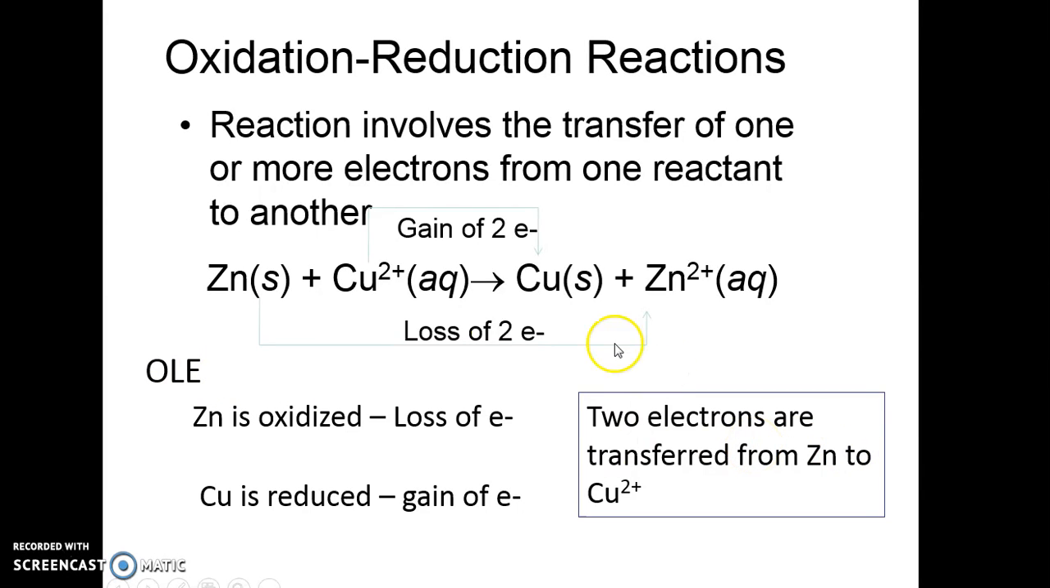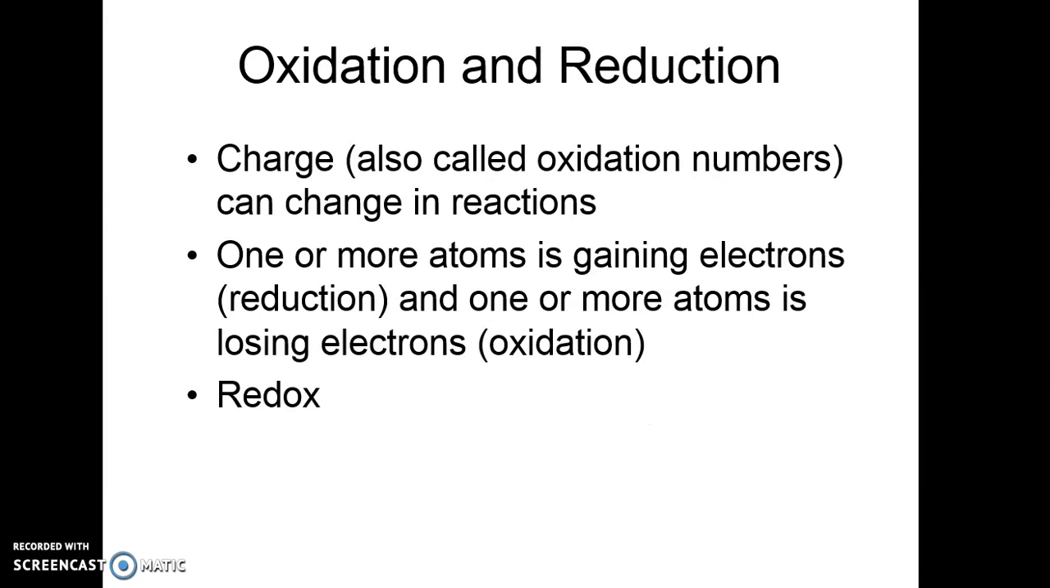In redox, we call this oxidation reduction, we will call with a shorthand redox. What always happens is that electrons are basically being transferred. Something loses and something gains. They have to go hand in hand. So whenever you see a reaction in which charge is changing, then you have redox occurring. One atom is gaining electrons, reduction, and one is losing electrons, oxidation. You can't have a real reaction occur in which it is just one or the other occurring.